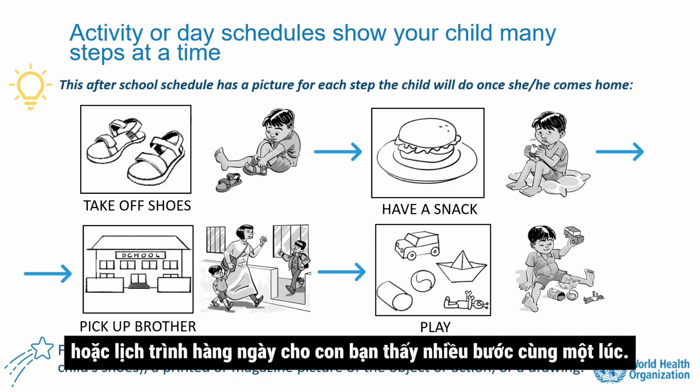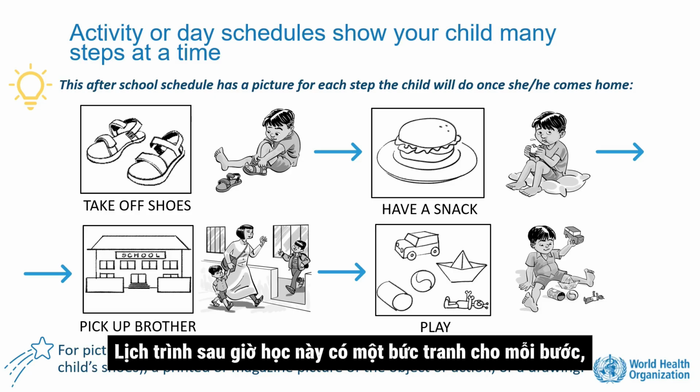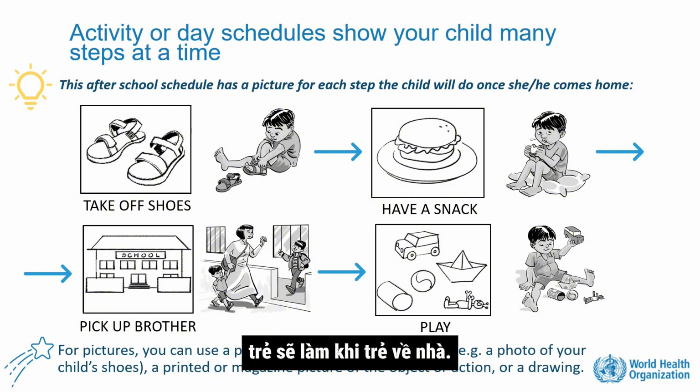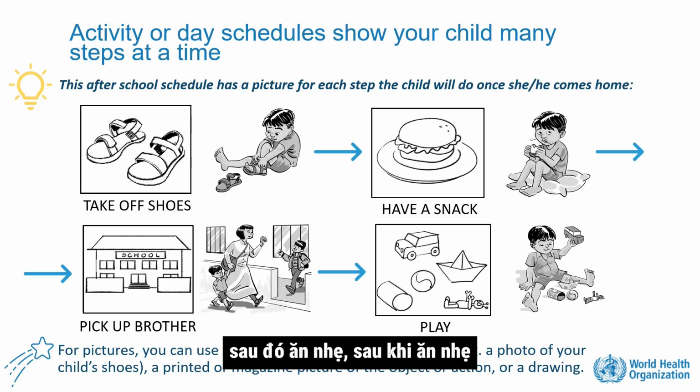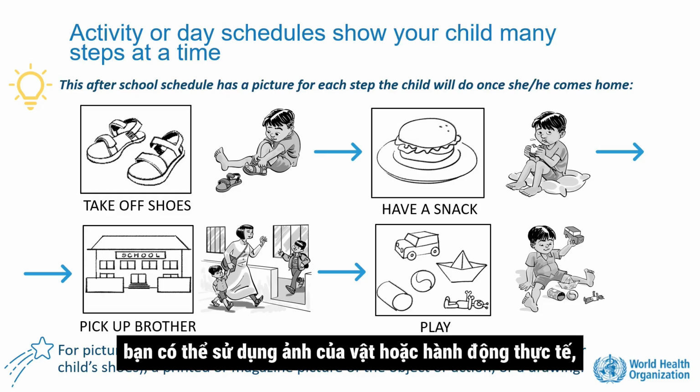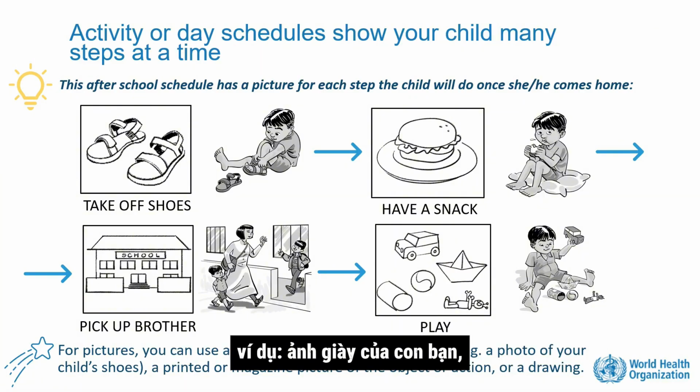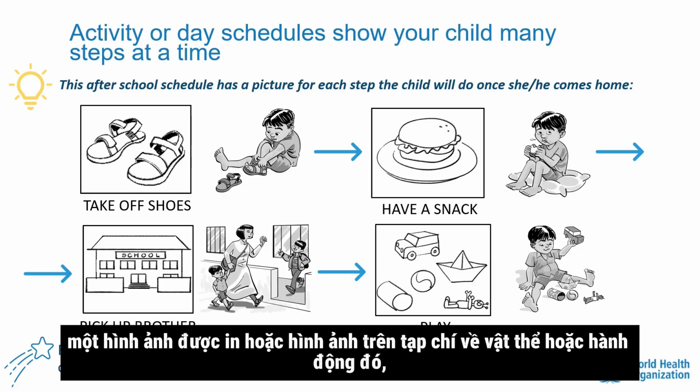Activity or day schedules show your child many steps at a time. This after-school schedule has a picture for each step the child will do once she or he comes home. First, take off shoes, then have a snack. After snack, pick up brother, and then play. For pictures, you can use a photo of the real object or action. For example, a photo of your child's shoes, a printed or magazine picture of the object or action, or a drawing.